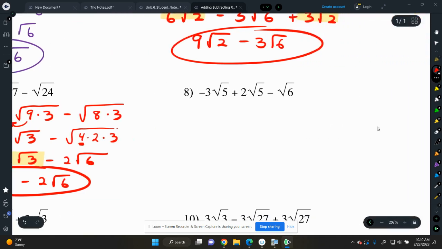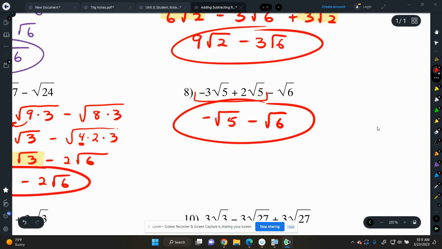Okay, so looking at number 8, this one's kind of nice because I don't really have any simplifying to do. Everything is already simplified. So here's my like terms right here. So negative 3 root 5 plus 2 root 5. Caroline, what's that going to give us? Negative root 5. Good. Negative root 5, and then minus root 6, and we're done. Okay.